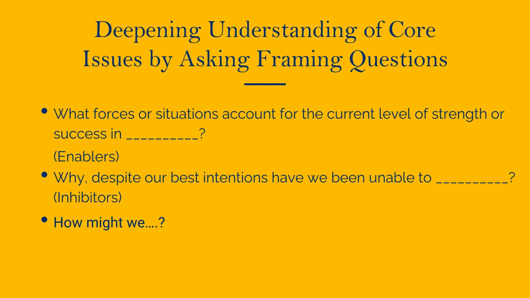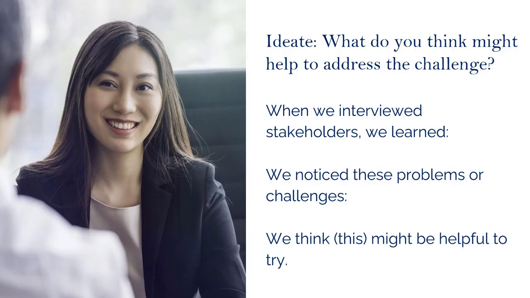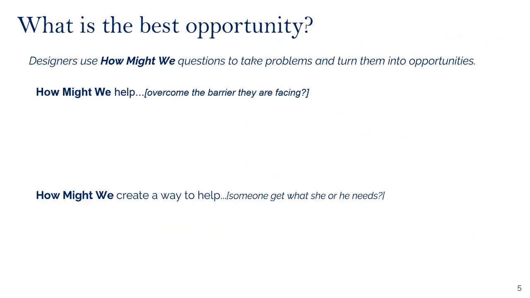So how might we? Let's talk about how to come up with a good how might we question. It's got some thinking behind it. The first thing you want to do is ask yourself, when I interviewed stakeholders, when I went out in the community and I had my empathy interviews, what did I learn? What was not what I thought it would be? What was more than I thought it would be, or less important than I thought it would be? And what problems or challenges did I notice, and what do I think might be helpful to try to address the challenge?